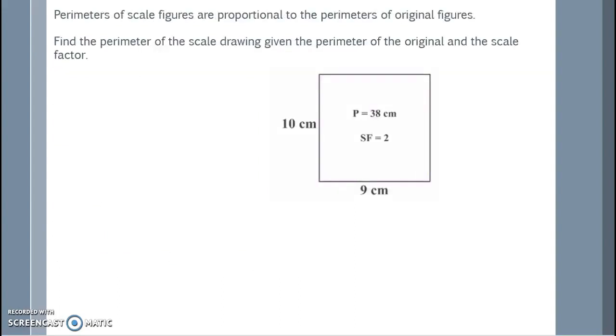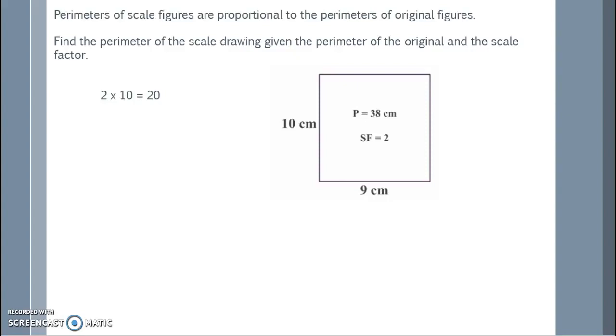Perimeters of scale figures are proportional to the perimeters of the original figures. Find the perimeter of the scale drawing given the perimeter of the original and the scale factor. So we have the perimeter of 38 centimeters, and we're given a scale factor of 2.